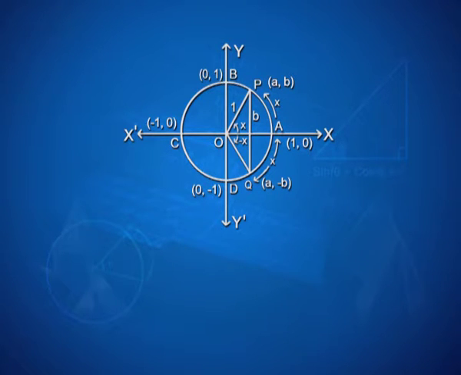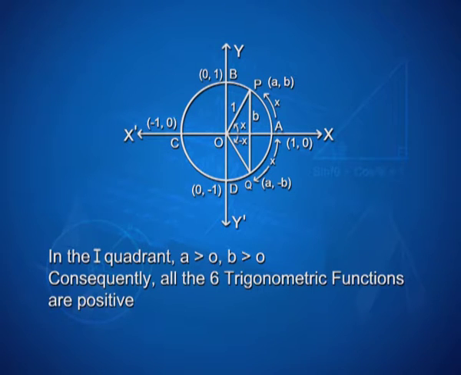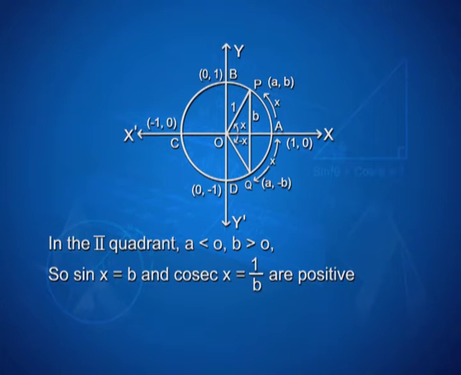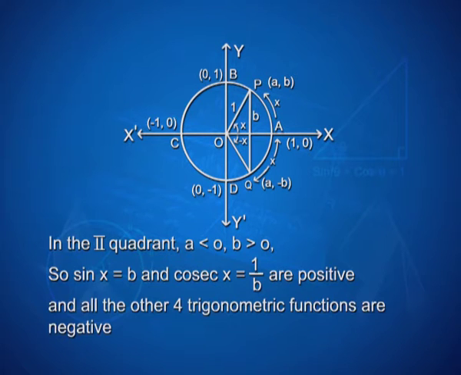Now, let us see in the quadrants. In the first quadrant, A is greater than 0, B is greater than 0, consequently, all the 6 trigonometric functions are positive. In the second quadrant, A is less than 0, B is greater than 0. So, sin x is equal to B and cosec x is equal to 1 upon B are positive, and all the other 4 trigonometric functions are negative.